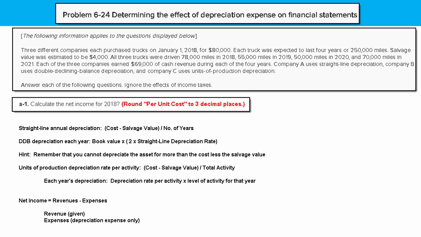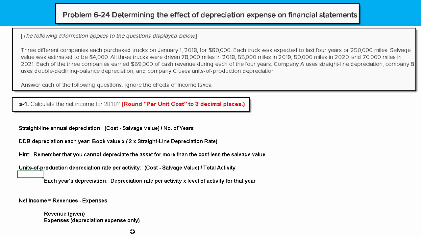Well, what about Company C? Well, Company C is using the units of production depreciation method. And I see I have another error. This should probably say units-of-production typed correctly, okay? With a hyphen between those.